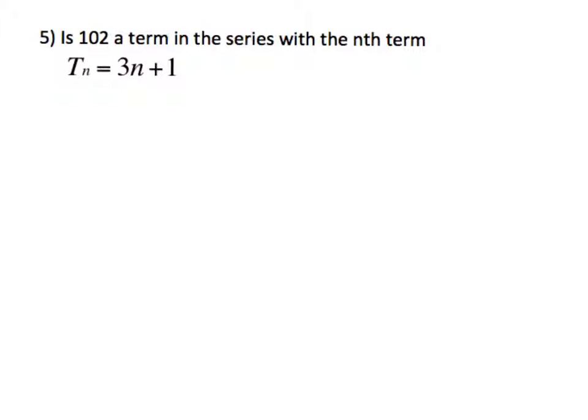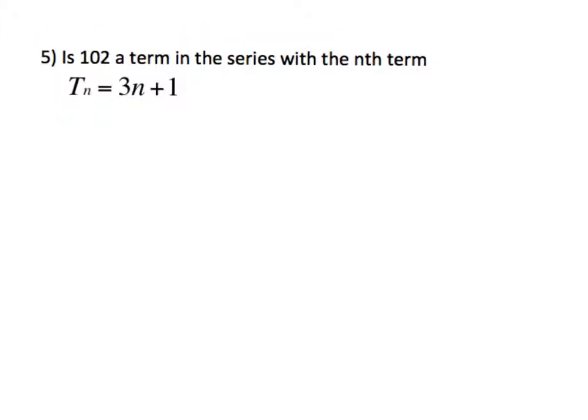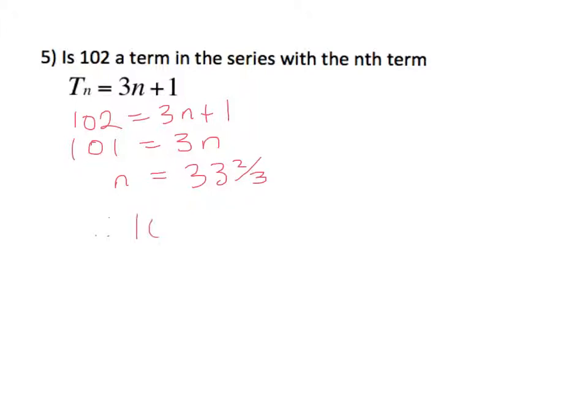So we want to see if 102 equals 3n plus 1. When we solve this equation for n, minus 1 from both sides, if n is an integer, let's divide both sides by 3. And no, n is not an integer. So, therefore, 102 must not be one of the terms in this series.